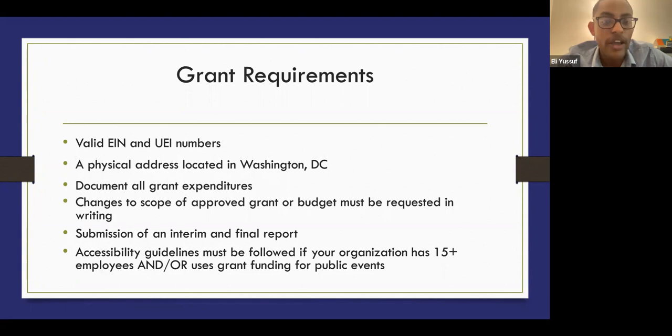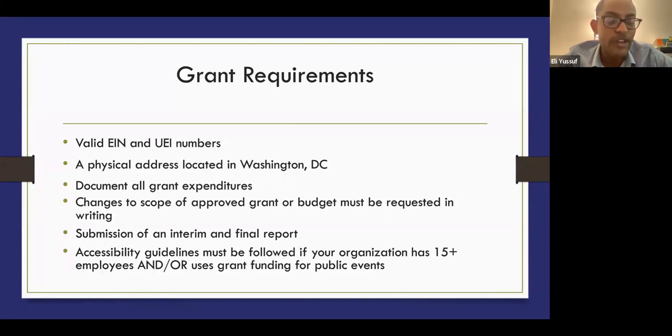You'll be able to categorize expenditures according to the categories listed in our budget table, which is included in the application. Any changes to the scope of approved grant or budget must be sent to us in writing, can be via email. Scope refers to the core elements of the project. So if you're experiencing changes to the location or staff or materials available to implement the goals of your grant, you need to inform us.